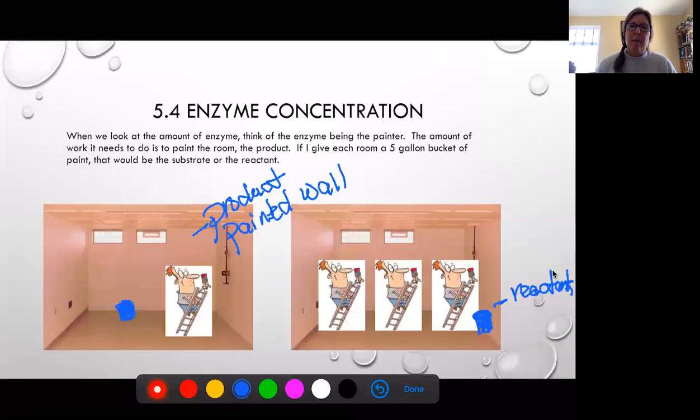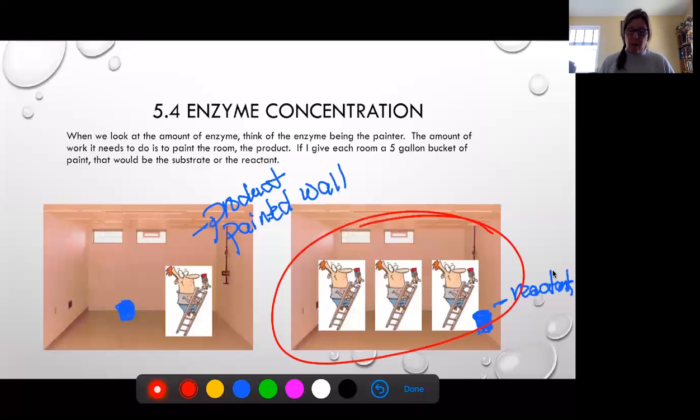In this particular lab, you're going to have different amounts of enzyme. And so if I told these painters, you have 10 minutes to paint the room. On your mark, get set, go. And then when their 10 minutes are up, I say, stop. Who would have the most wall space painted? Well, ideally, it would be the one with the more painters, the 3 painters, because they have more enzymes or more workers.